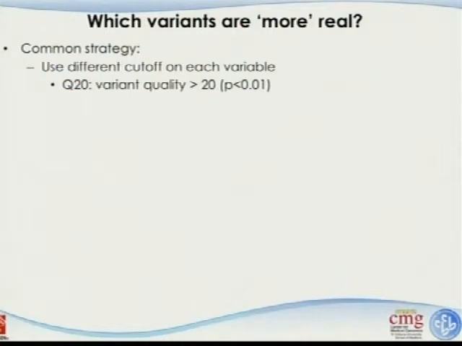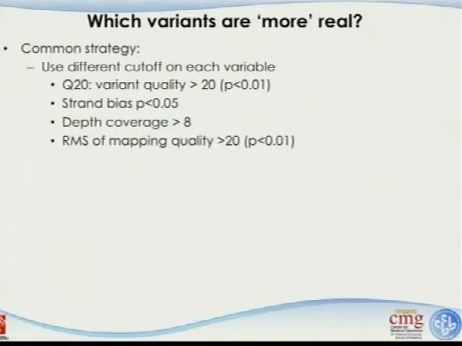So the common strategy that most people use is to use a different cutoff on each variable. For example, I only trust the variant with quality value larger than 20, which means the p-value is smaller than 0.01. For example, the strand bias is less than 5%. For example, the depth coverage is more than 8. For example, the root mean square of mapping quality is larger than 20. For example, many things.